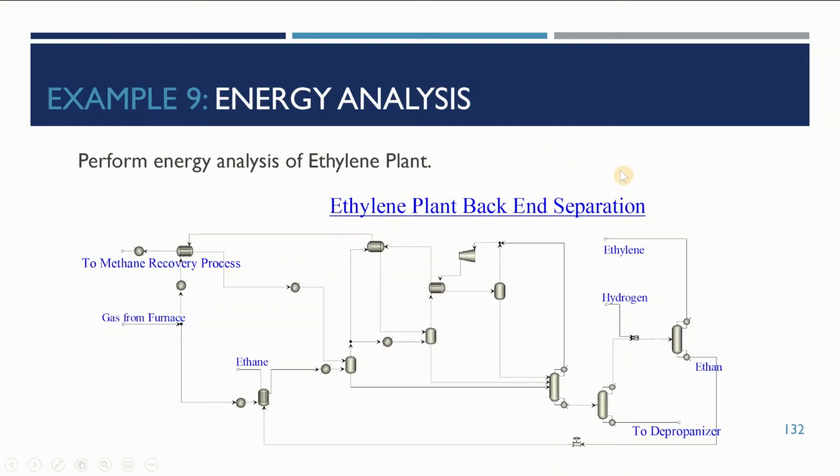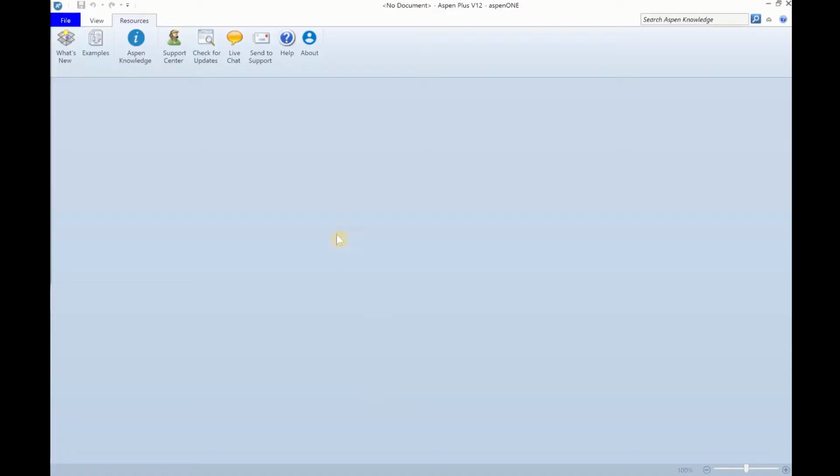This example will show you how to perform the energy analysis of the ethylene plant in ASPEN+. To demonstrate how to use the activated energy analysis in ASPEN+, we need a converged flowsheet simulation of the ethylene plant. Let's return to ASPEN+.